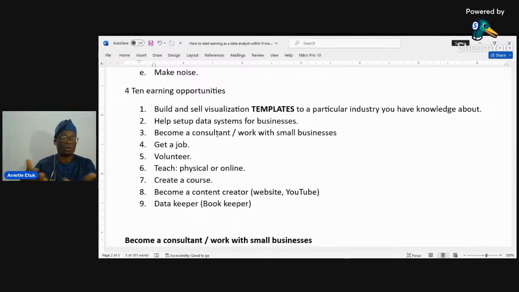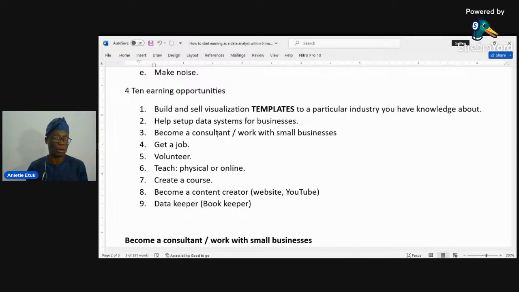Another one, number 2 here, is you can help businesses to set up data systems. Some businesses don't have any way of keeping records. Most businesses managed by ladies, please forgive me, especially small businesses, don't have any form of record. Most people doing supermarkets will just order stuff, fill the shop, and then sell. So there's no way of understanding what is happening. Most of these small businesses have no record, nothing. You can approach these businesses and help them set up a way of managing data in their business.